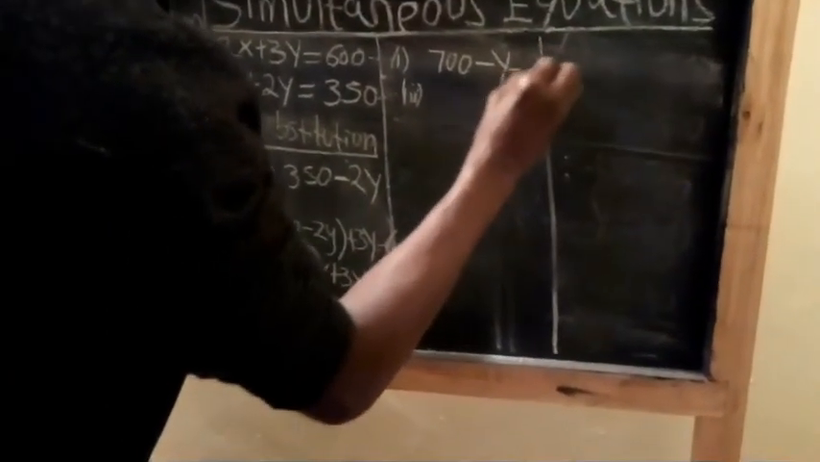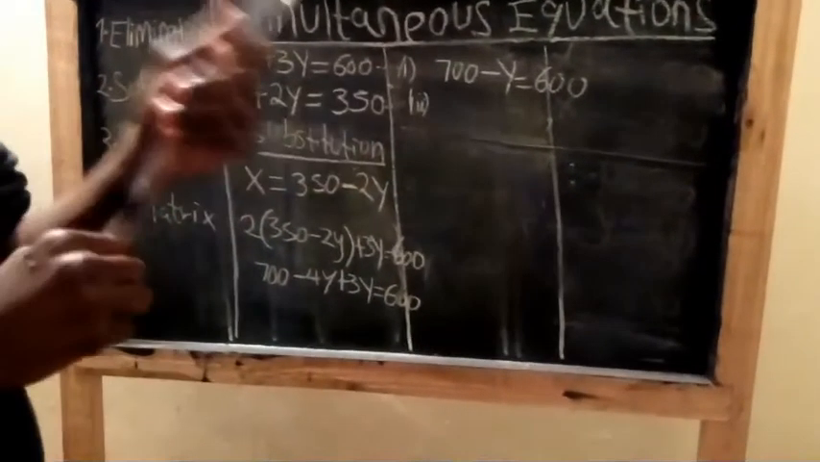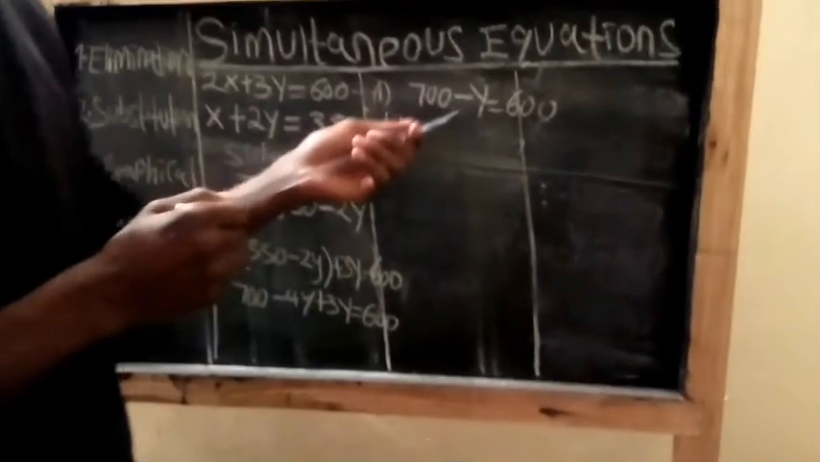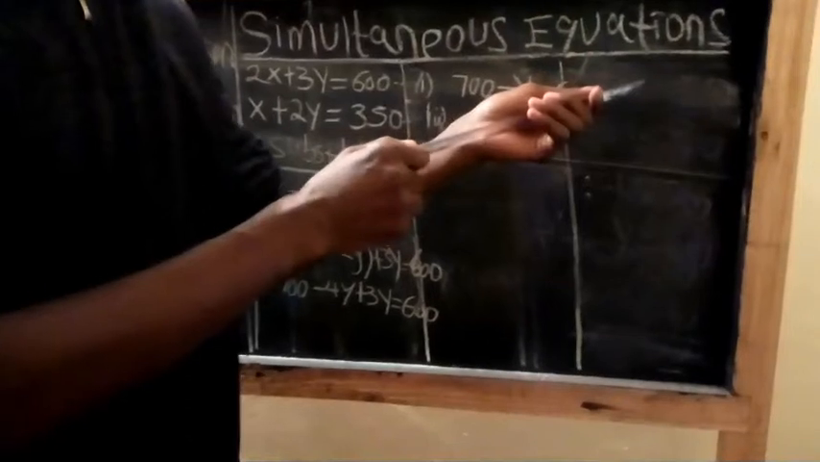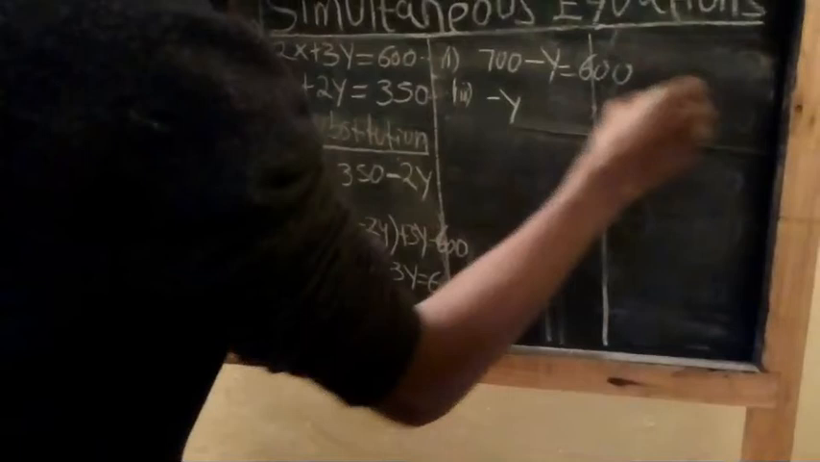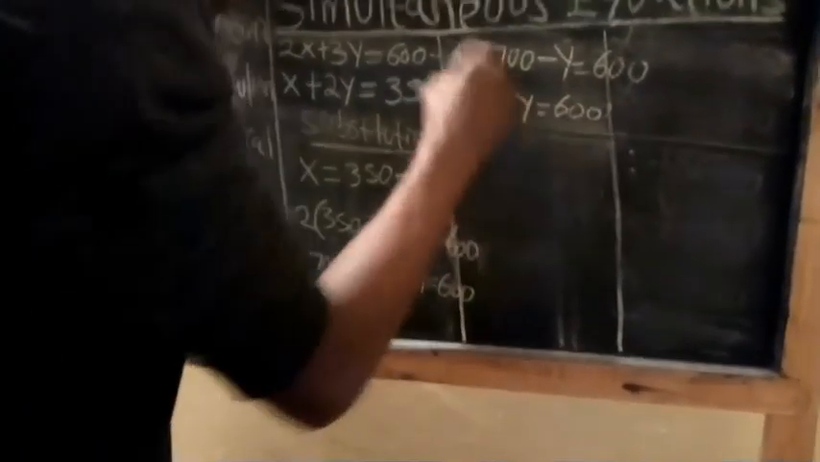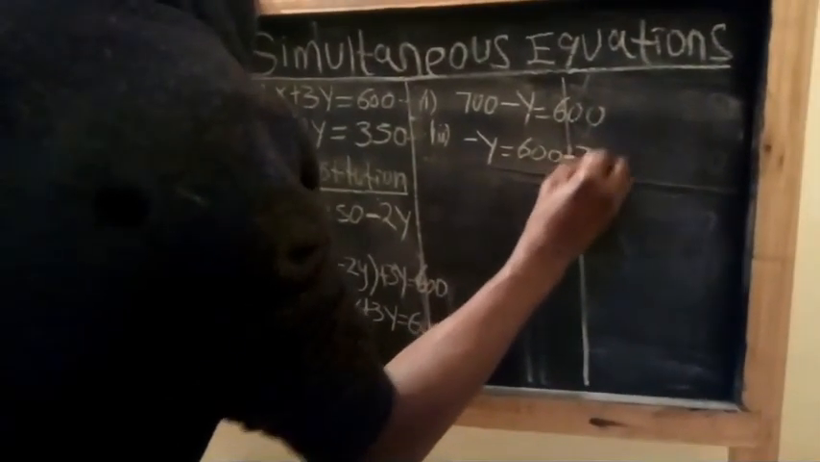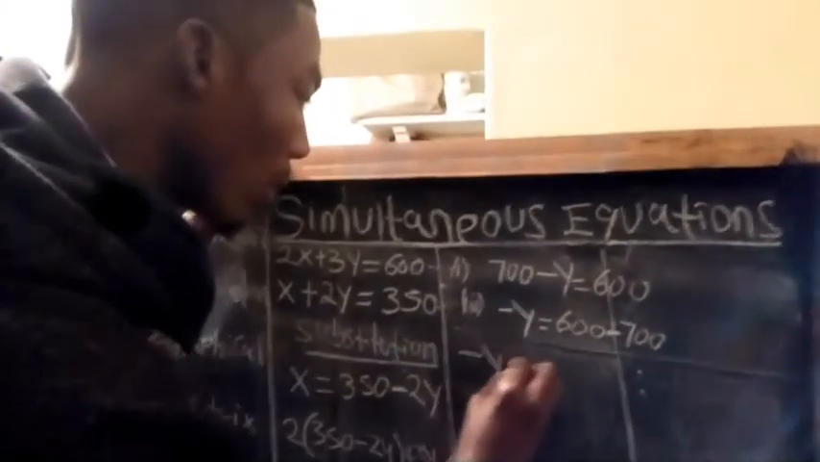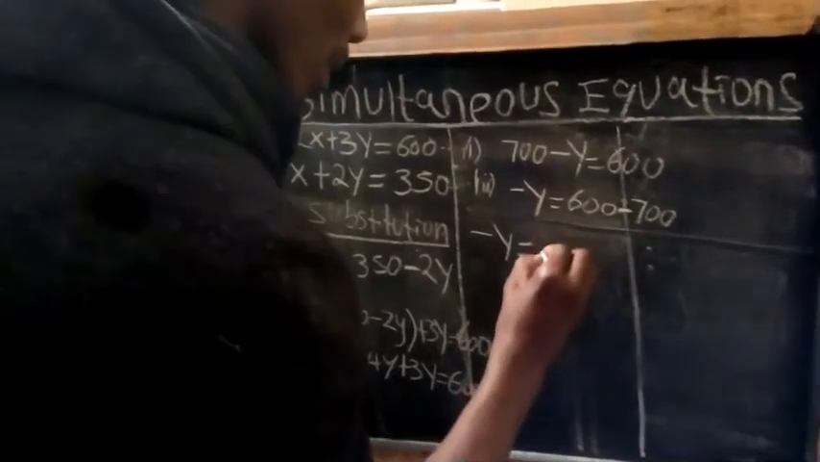Okay, we want y, remember we want one unknown, which is y. So we make sure we've remained with y on one side. So it means 700 will cross equal sign to go this other side. So we will remain with the negative y. The 700 have gone the other side, equal to 600. Because it is a positive, when it crosses equal sign, it becomes negative minus 700. So minus y equal to 600 minus 700 is negative 100.